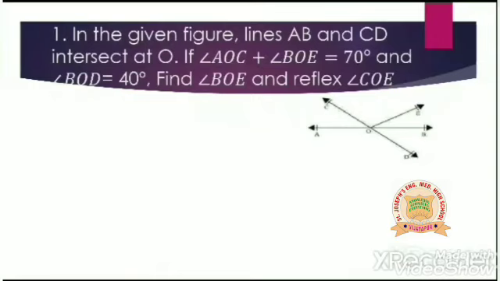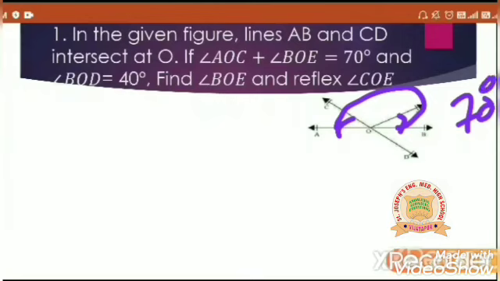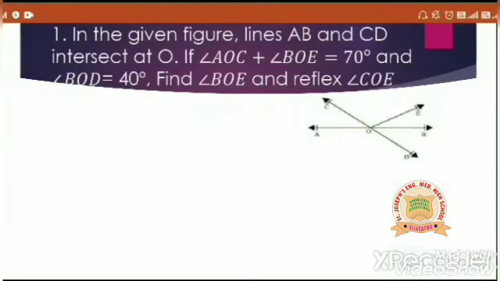It is given that in the given figure, lines AB and CD intersect at O. If you just see the figure, there are two lines AB and CD, and they are intersecting at point O. Then it is given that angle AOC plus angle BOE is equal to 70 degrees. These two angles, when you add them up, are equal to 70 degrees.